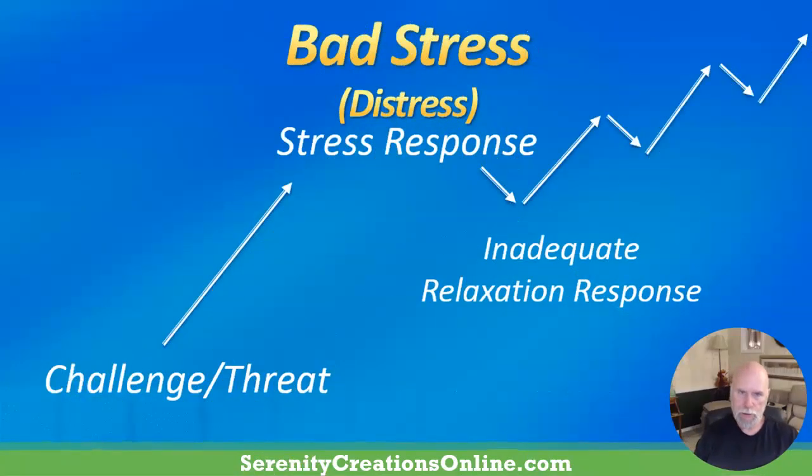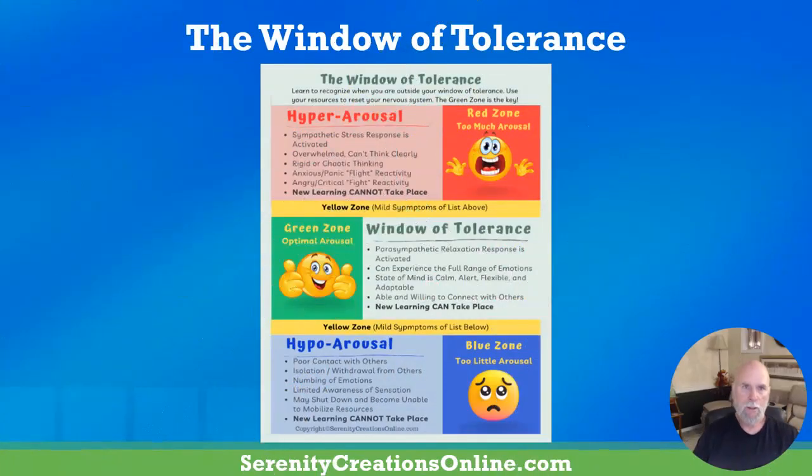Bad stress or distress is when we have that inadequate relaxation response. We rise to a challenge, but afterward we have an inadequate relaxation response. Then another stressor comes along and another inadequate relaxation response, then another stressor, another inadequate response. You see the staircase effect. This is the profile of chronic stress. The lack of an adequate relaxation response leads to the staircase effect with our level of stress going higher and higher.